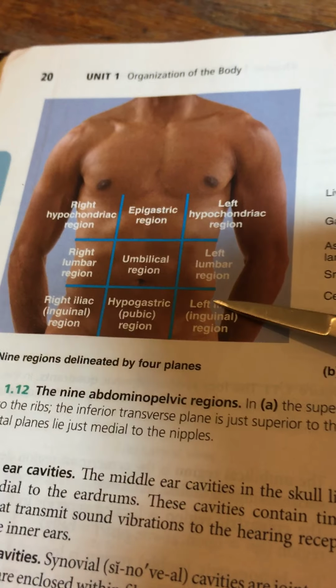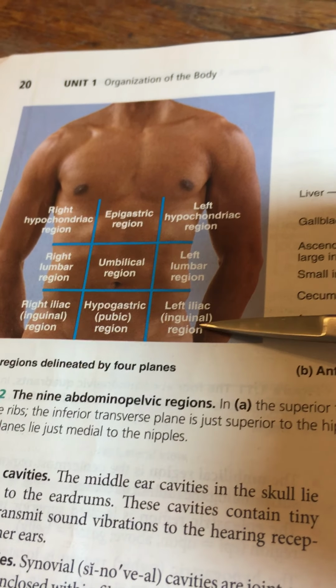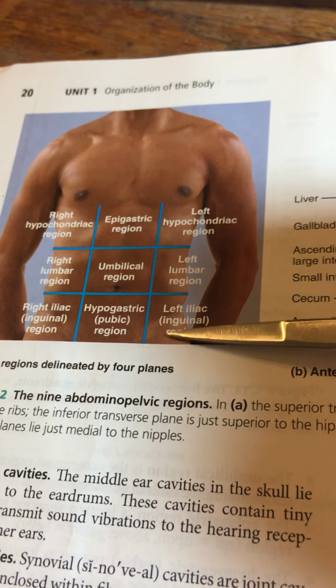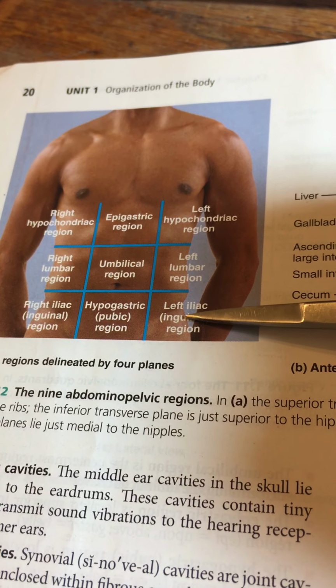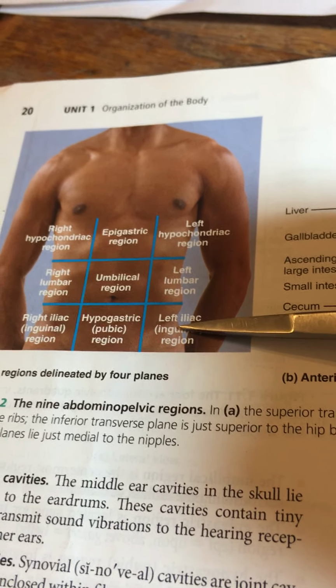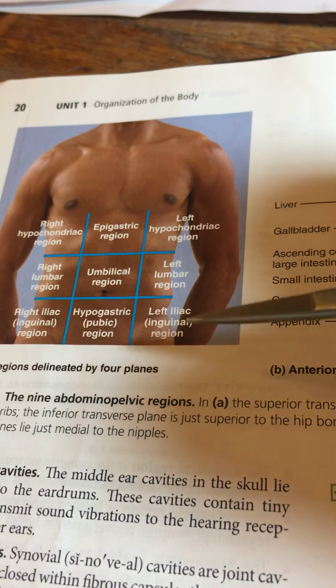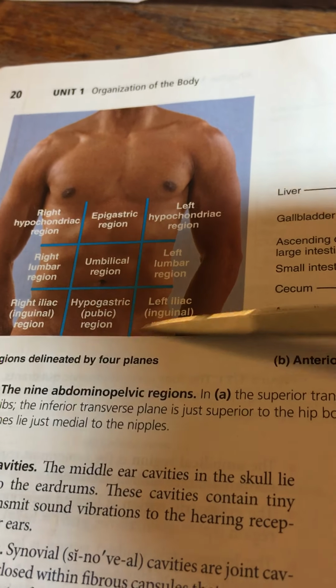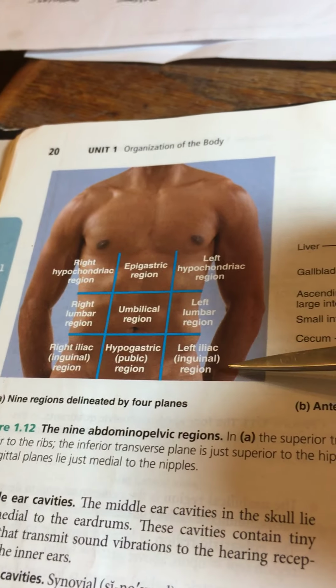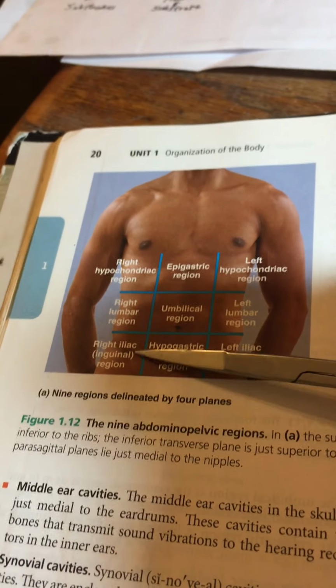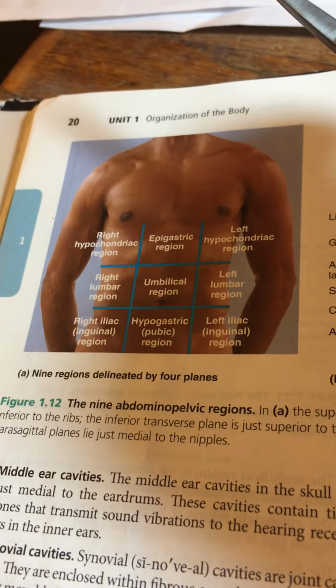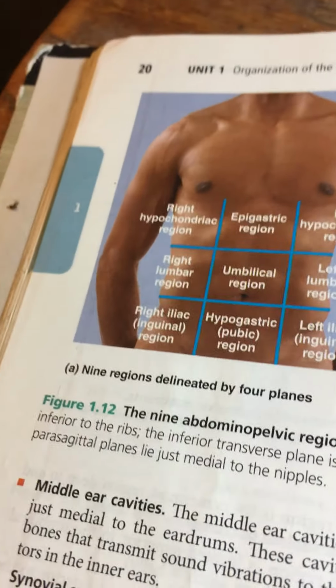Over here we have an inguinal or an iliac region. Right here is the top of your hips, where you might balance your baby or your groceries. That would be the iliac crest, so left iliac. Sometimes it's also referred to in its depths as the left inguinal region. Over here we have the right iliac or right inguinal region, just the way you like it.